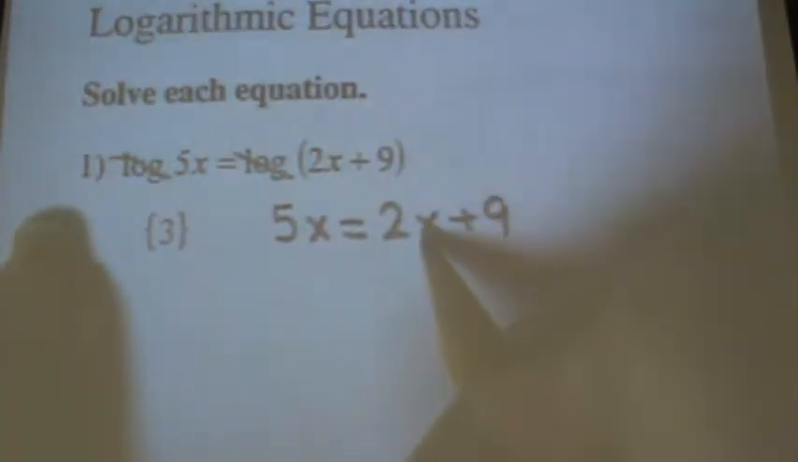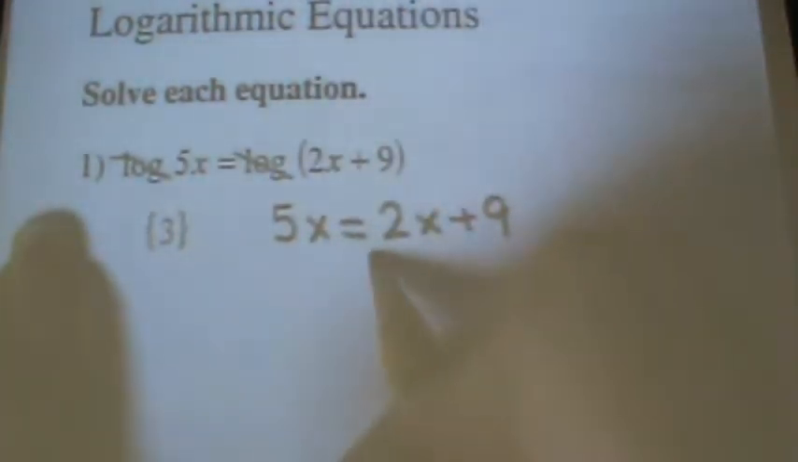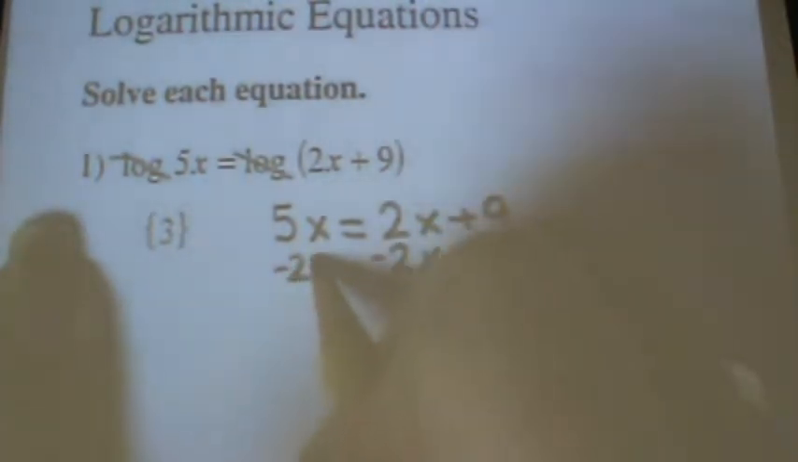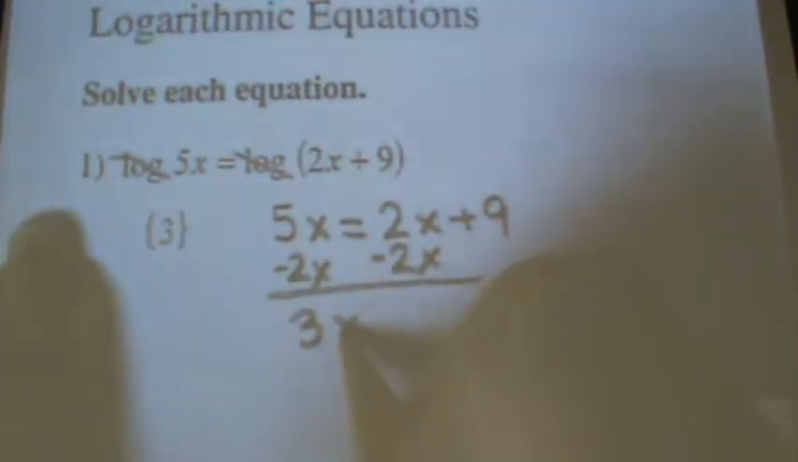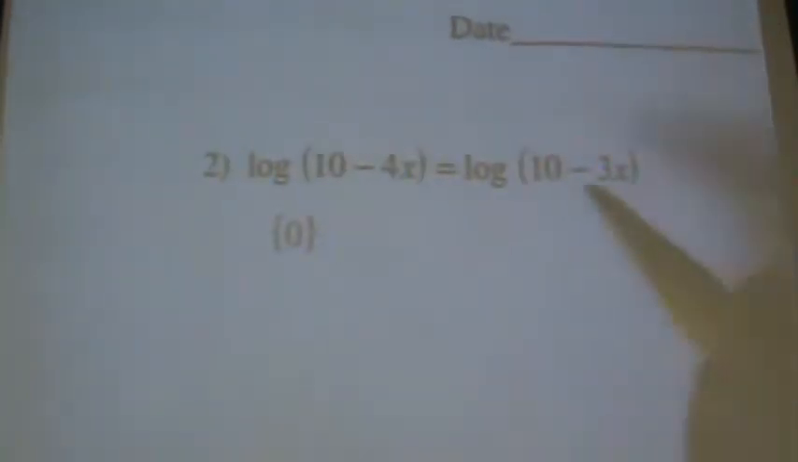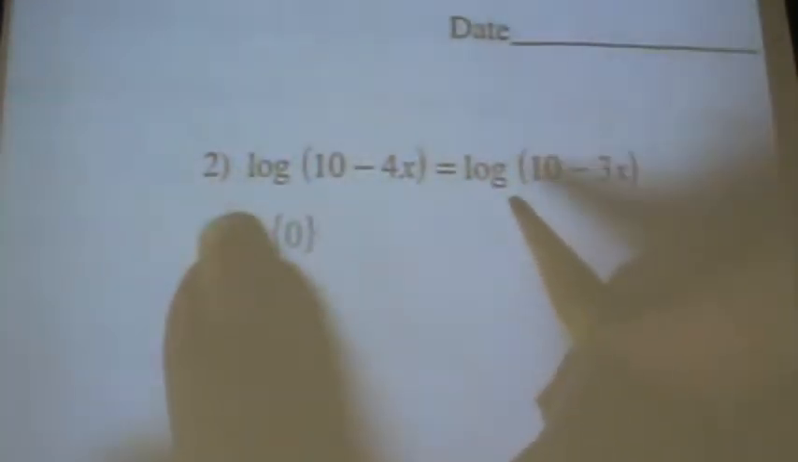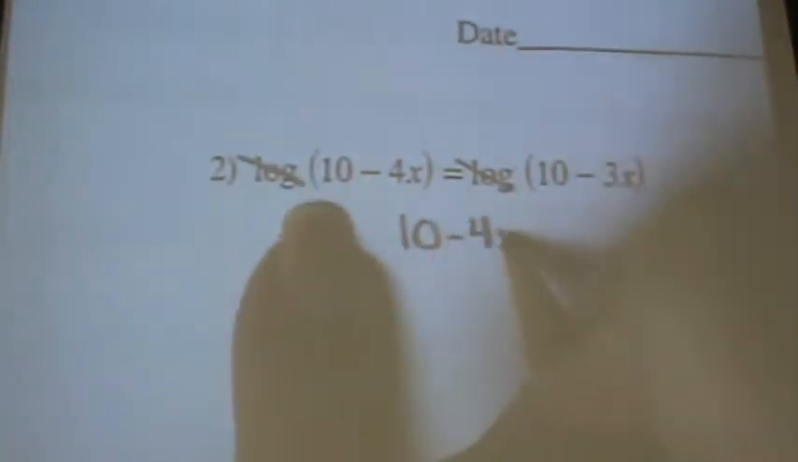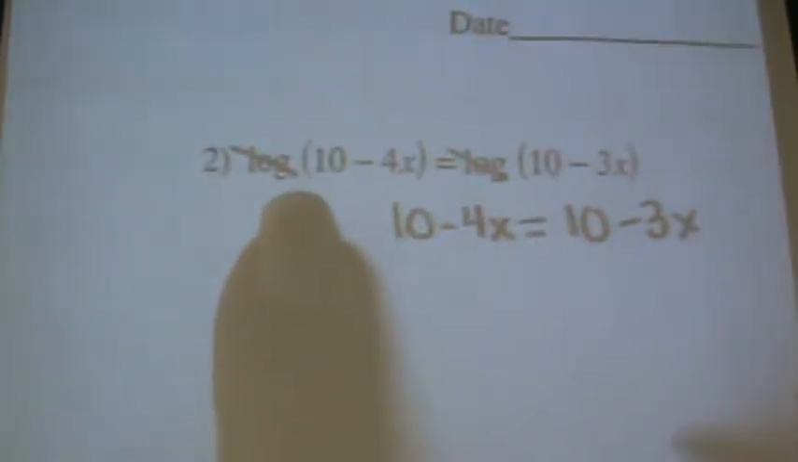And solve it. So subtract 2x from 5x. So you get 3x equals 9, and then divide by 3. X is 3. And there's your answer. Number 2, what are you going to do with this one? Cross out the log, so you have 10 minus 4x equals 10 minus 3x.